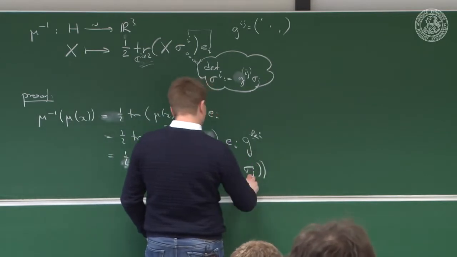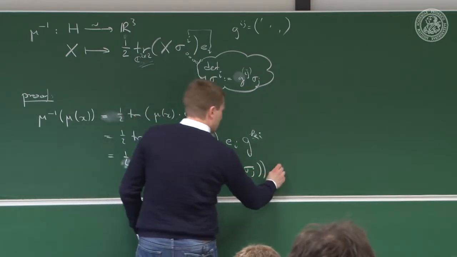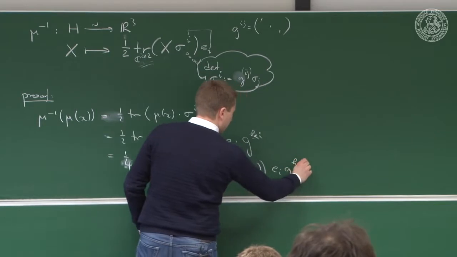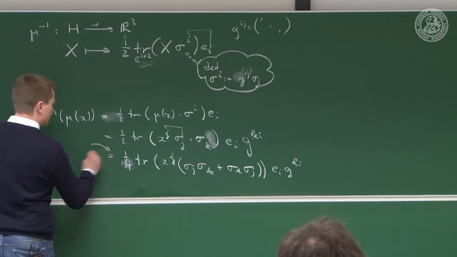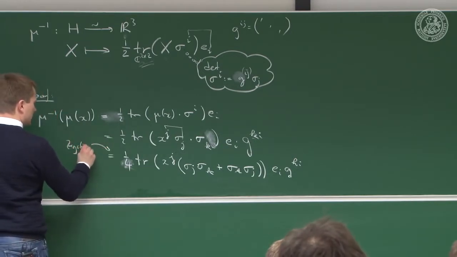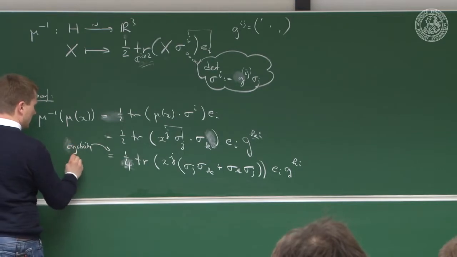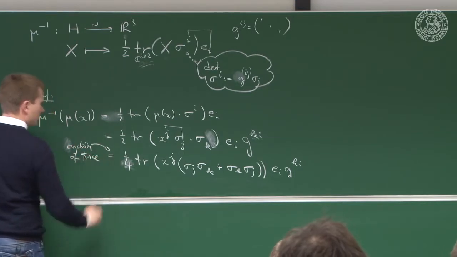This thing, bracket closes, E_I G_KI. Happy so far? But this is because of the cyclicity of the trace, nothing else. Cyclicity of the trace. Okay.